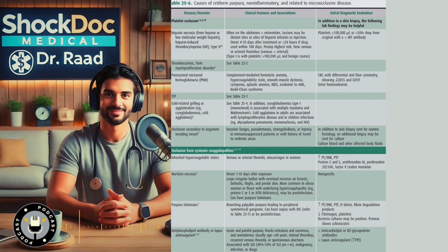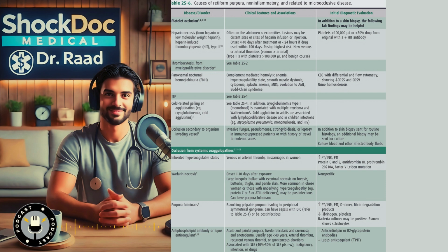Antiphospholipid antibody syndrome, or lupus anticoagulant. Patients might present with acute, painful purpura, livedo reticularis, and even atrophie blanche. It's typically seen in patients under 40 and is associated with recurrent venous or arterial thromboses or spontaneous abortions. Diagnosis is confirmed with positive anticardiolipin or beta-2 glycoprotein antibodies and a prolonged PTT.